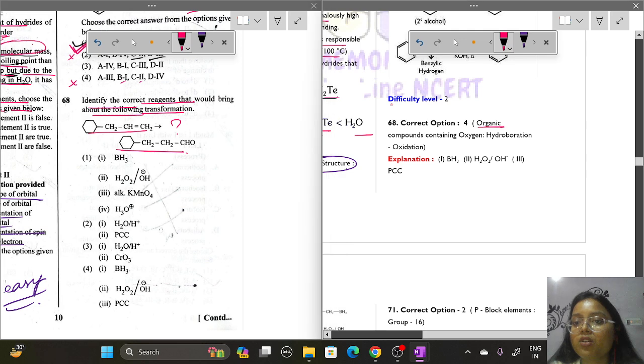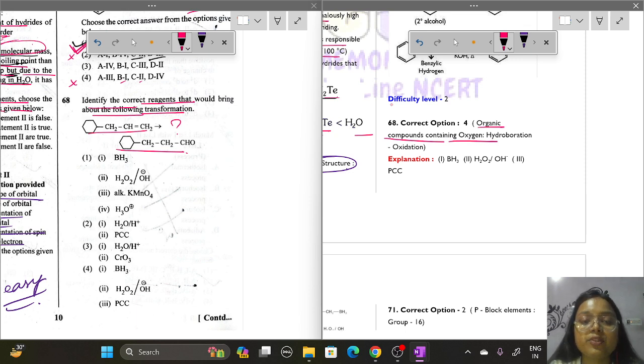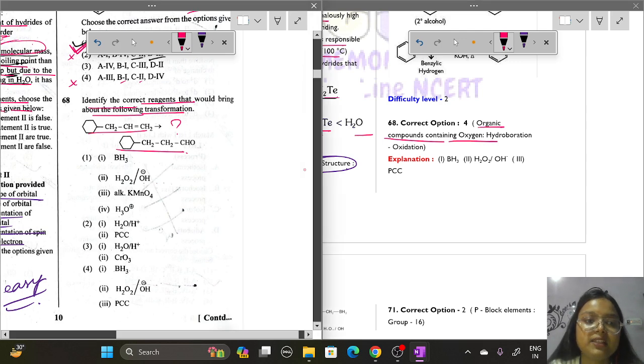Option number 4, organic compounds containing oxygen. This is also from organic compounds containing oxygen, which is a big chapter. It comprises alcohols, phenols and ethers as well as aldehydes, ketones and carboxylic acids. It is a very big chapter and a lot of questions have come from here. So, what is the correct answer? This: BH3, H2O2/OH-, and PCC.